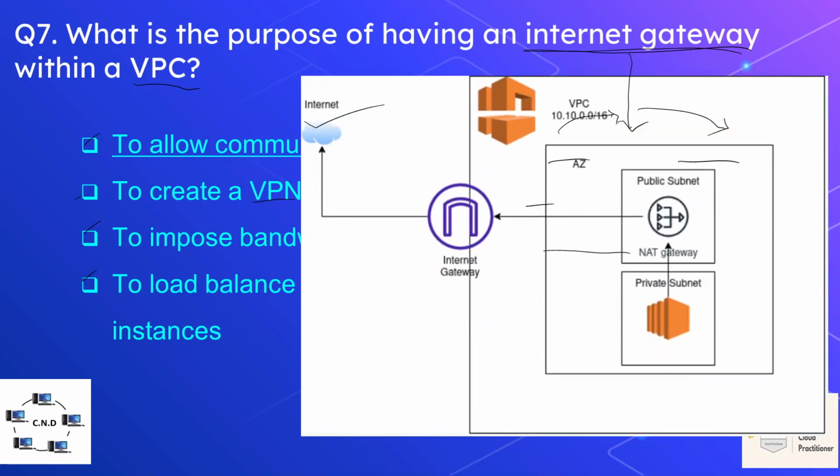This is the visual. So here we have a VPC, this is a specific VPC. And if we want to connect to the internet, then we must pass through the internet gateway. So the internet gateway is used to connect the VPC to the internet.